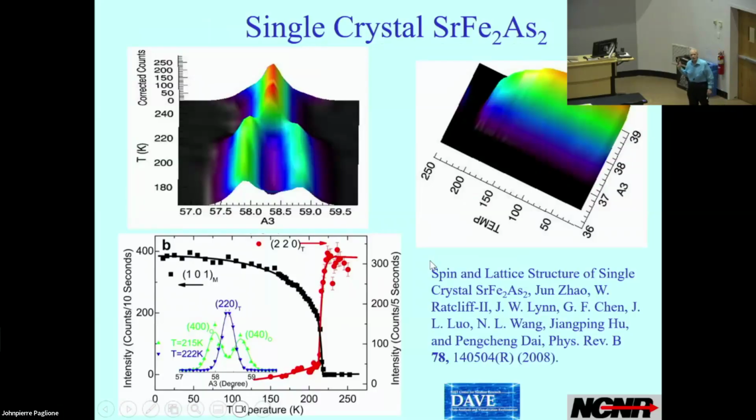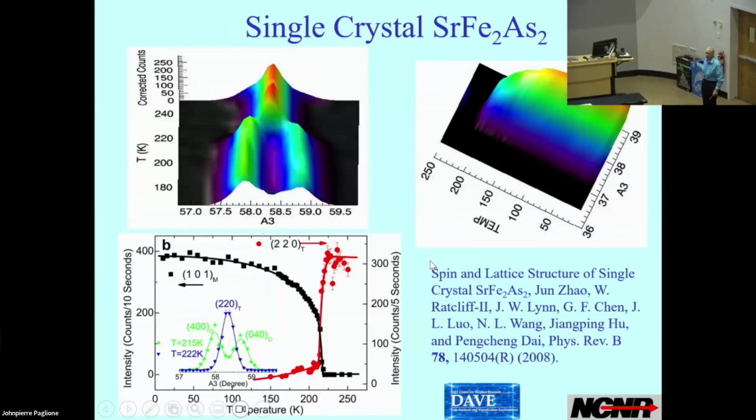Now that's for a powder. You can do much, much better with single crystal. Once you know the basics, here's a single crystal. Here's a particular peak cooling down as a function of temperature. And you see it splits. Here's the actual intensity. So here's the intensity on the top of the peak, and you see, boom, it just drops down. That's the red curve.